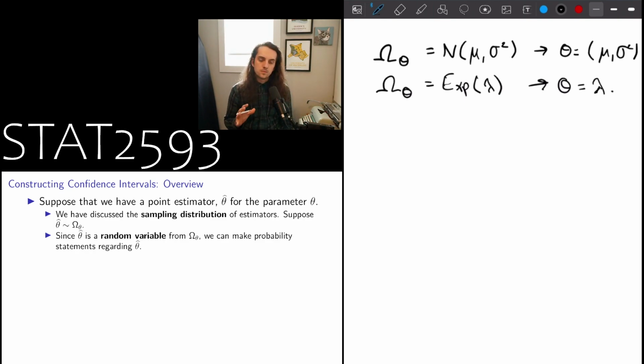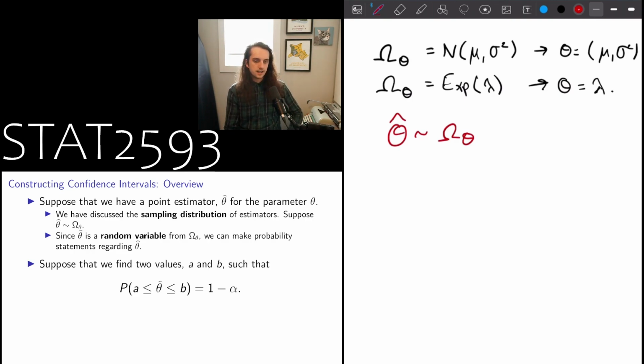Now, theta hat can be thought of as a random variable from this distribution, right? So we can write that theta hat follows this omega of theta distribution. And that's because theta hat is an estimator, not an estimate, right? So this is why it's important to have that distinction between estimators and estimates confident in your mind. And so because it's random, we can make probability statements about theta hat, right?